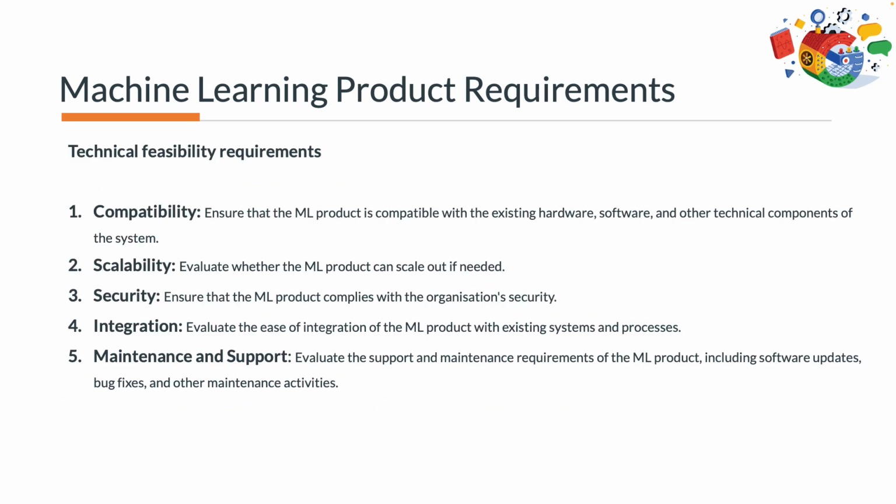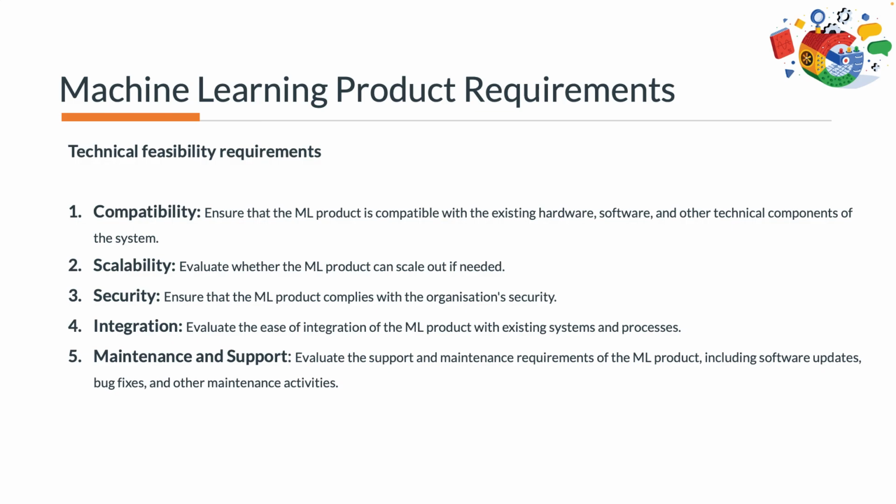The next set of requirements are related to technical feasibility. 5 of these requirements are compatibility, to make sure that the machine learning product is compatible with existing hardware, software, and the other technical components of the system. The second one is scalability. Evaluate whether the machine learning product can scale out if necessary. The third requirement is security. Ensure that the machine learning product complies with the organization's security principles and guidelines.